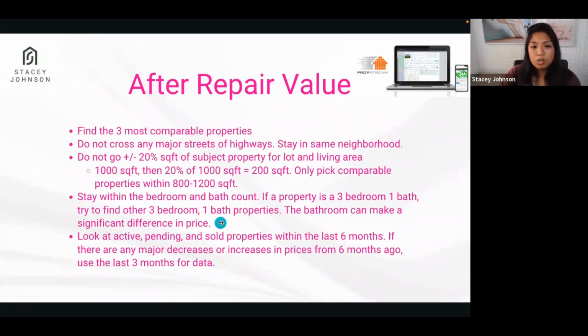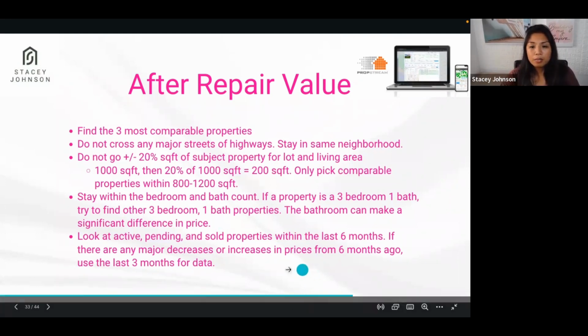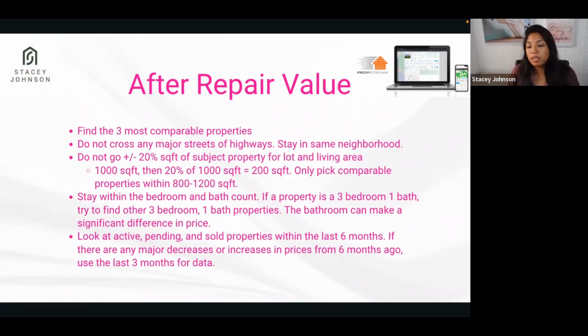The third thing is you want to stay within the bedroom and bath count. So if a property is a 3-bedroom, 1 bath, you need to find another 3-bedroom, 1 bath, because that bathroom count can make a significant difference in the price. And you don't only want to look at sold, you want to look at active, pending, and sold properties within the last 6 months. So you can get this entire picture of what's going on.